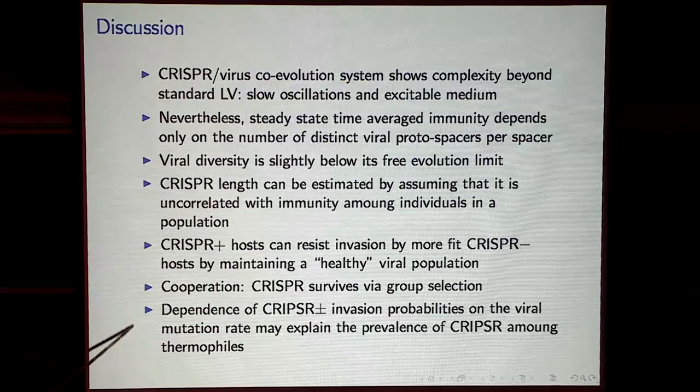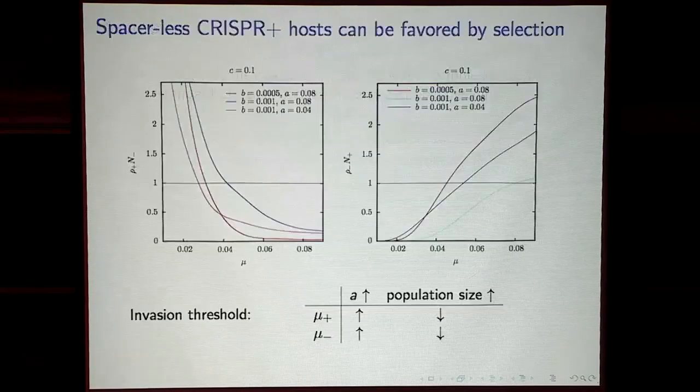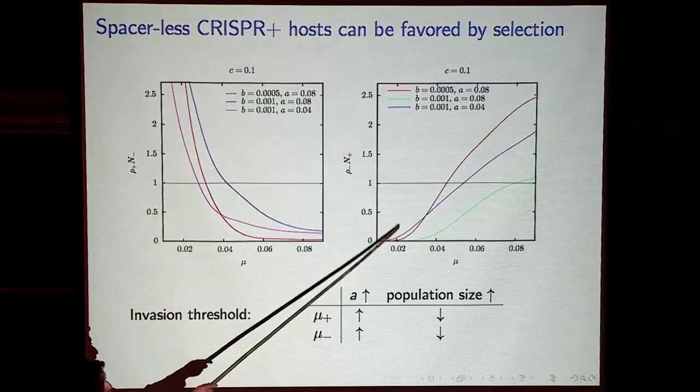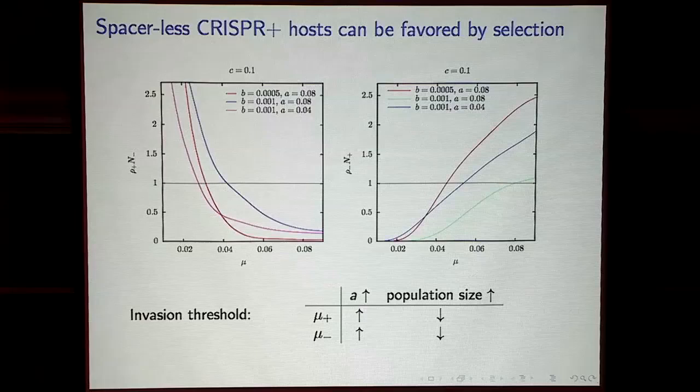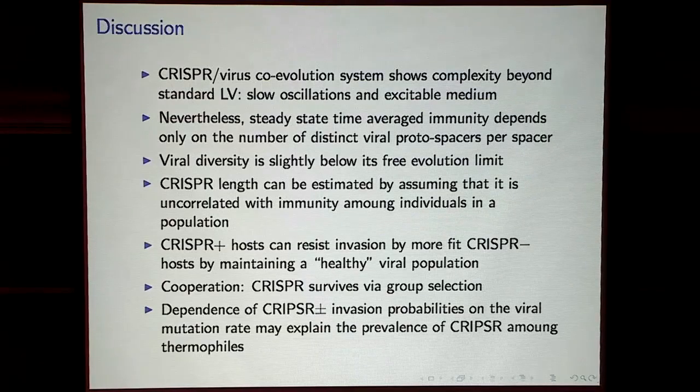Another point, connecting it to the prevalence of CRISPR in thermophiles, is the dependence of these invasion probabilities on the mutation rate, which could explain the prevalence in thermophiles, because it is known that observed mutation fixation rates at high temperatures are lower. So if you see here, when the mutation rates are lower, CRISPR has an easier time invading and an easier time resisting invasion from CRISPR minus hosts. So if you assume that the virus has a lower mutation rate at high temperatures, then that will make the CRISPR system more effective and therefore CRISPR more prevalent.